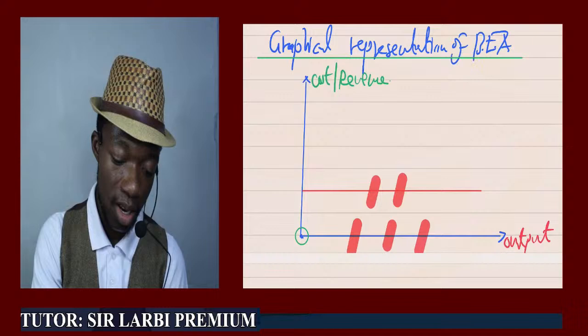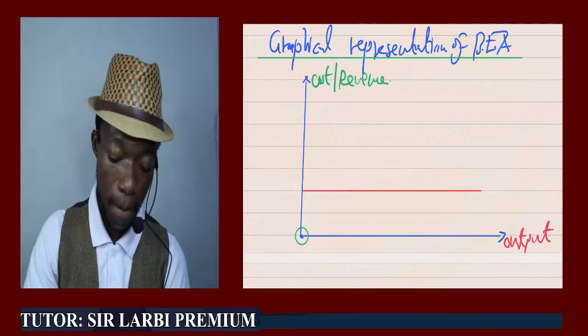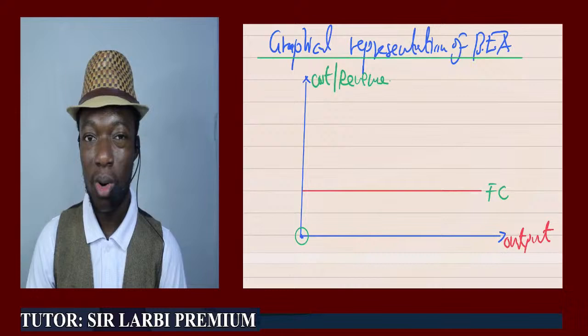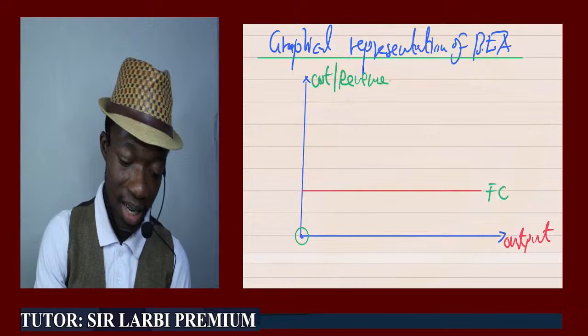So that is the fixed cost curve, the total fixed cost curve generally. Once we get that, the next line we want to look at is the total cost curve. The total cost curve is a curve that starts from the point where the fixed cost makes an angle of 90 degrees with the cost or revenue curve. It is at this point that we get our total cost curve.